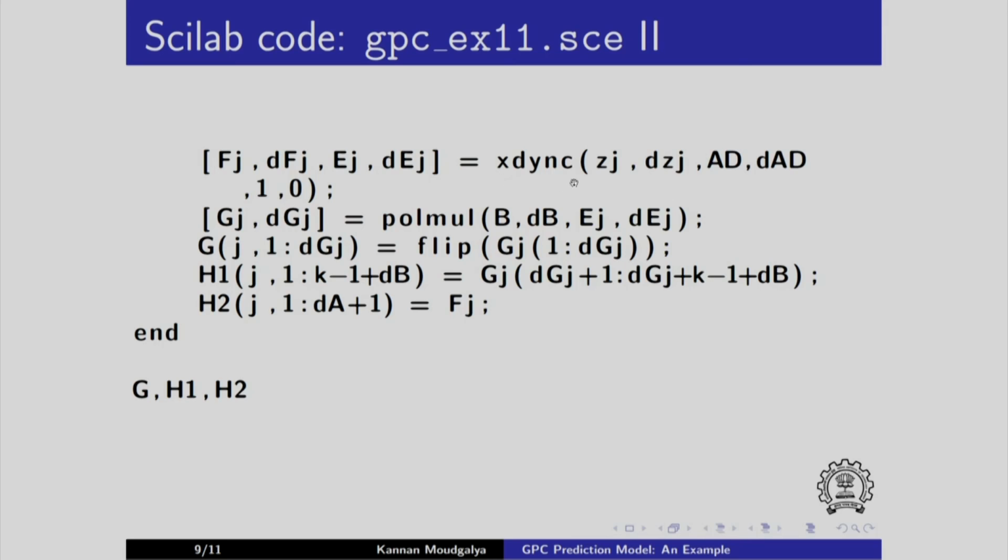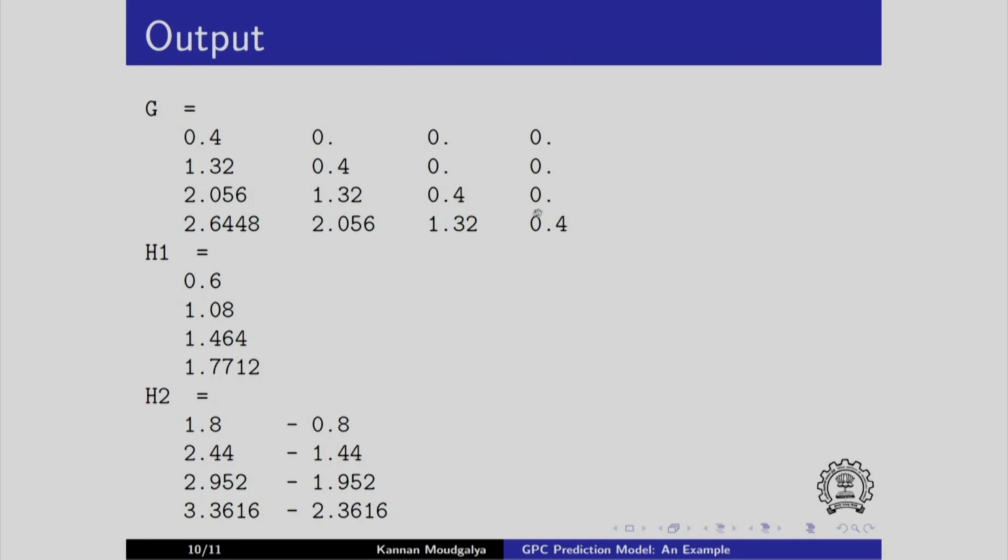Notice that we also use the polynomial solver, the Aryabhatta identity solver, xdync, here. When I compute, I get these results. You can see that these values which are given by Scilab are identical to the values that I showed in previous slides.